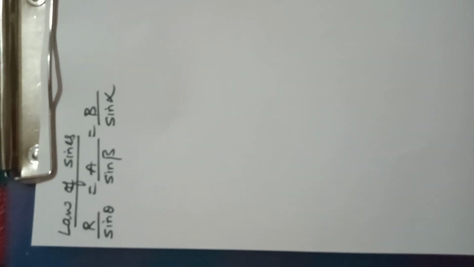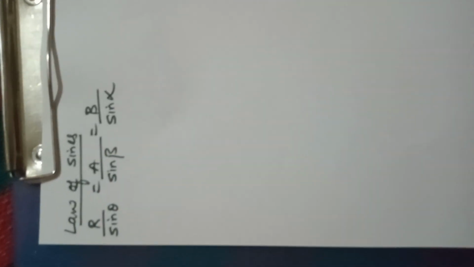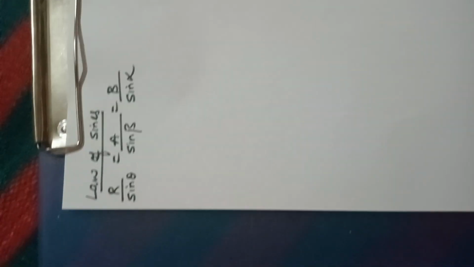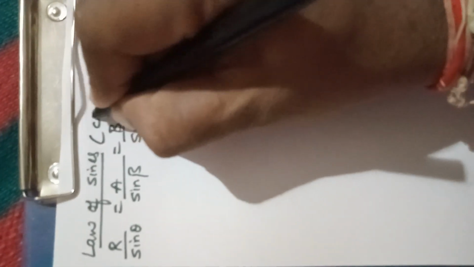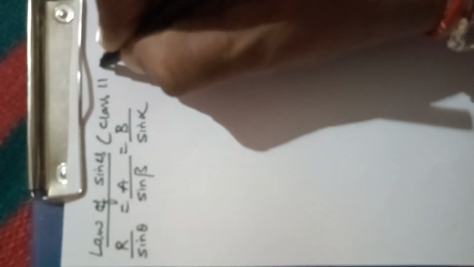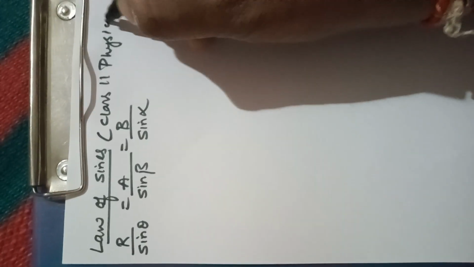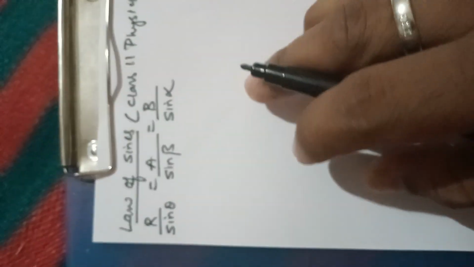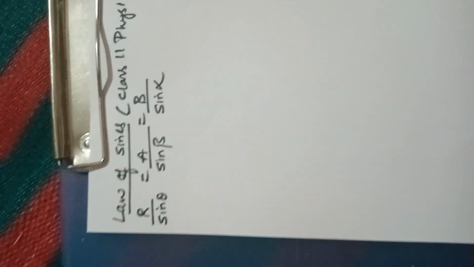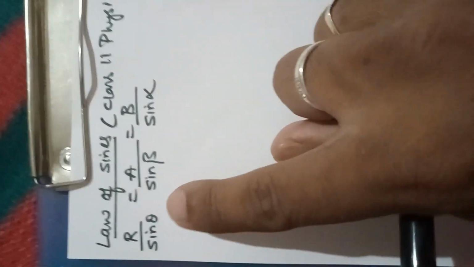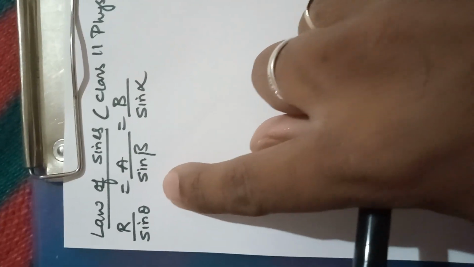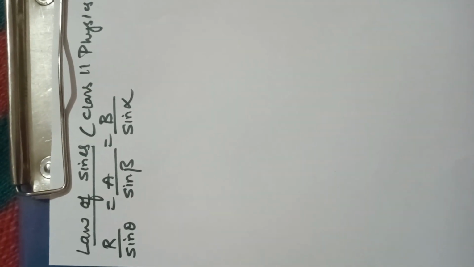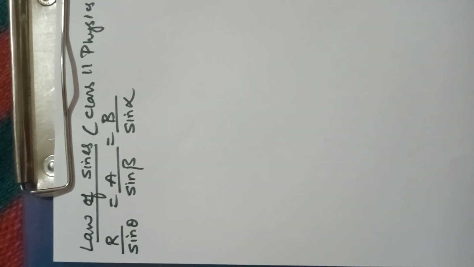Namaste everyone. In this video we shall discuss a law called the law of sines. This is part of physics. While discussing addition of vectors, we will come across this law called the law of sines. The mathematical law of sines I have already written. It is r by sine theta, a by sine beta, that is equal to b by sine alpha.